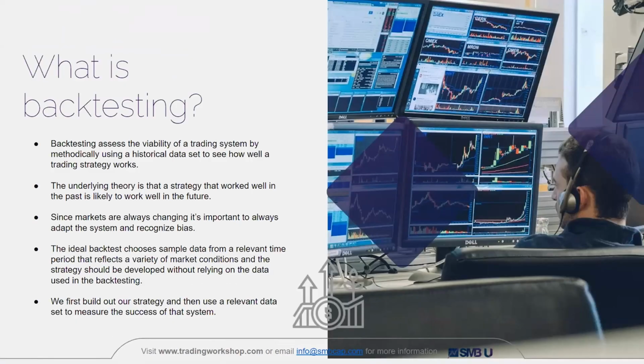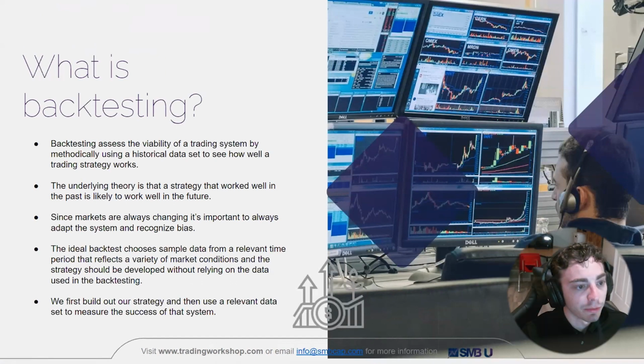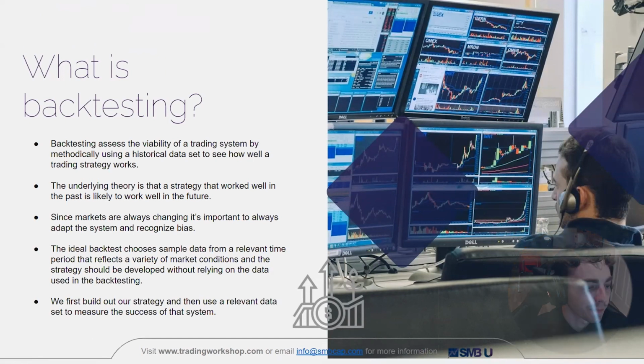So what is backtesting? Backtesting assesses the viability of a trading system by methodically using a historical data set to see how well a trading strategy works. The underlying theory is that a strategy that worked well in the past is likely to work well in the future. And since markets are always changing, it's important to always adapt the system and recognize bias.